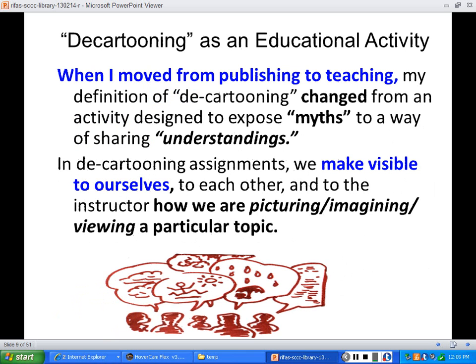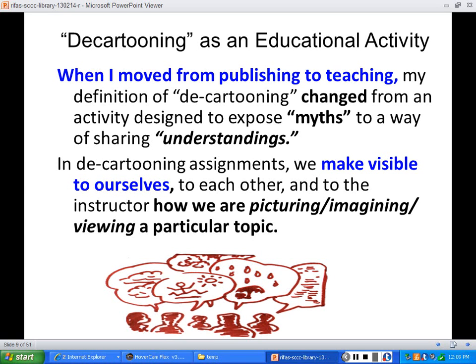I never imagined at that point that I would become a classroom teacher. And as soon as I got in front of a room full of people, the idea of decartooning, as I was thinking of it, changed immediately. Because rather than stand in front of you and say, people have these false ideas, maybe you have these false ideas, these are a bunch of wrong ideas, because we're all here together, it seemed a great opportunity for me to just find out what ideas we do have. And so rather than being an exercise to expose myths, it turned into a way of sharing understandings.